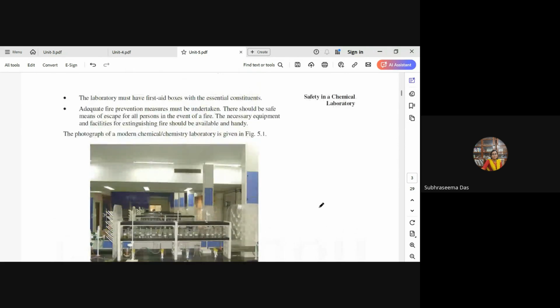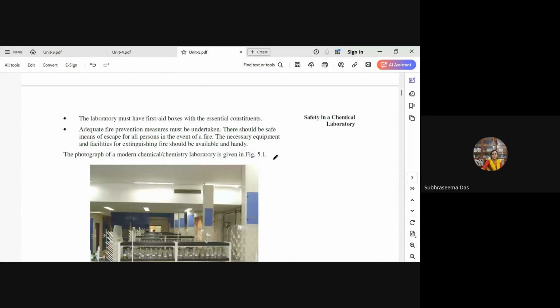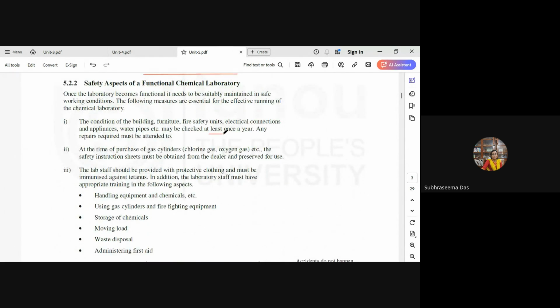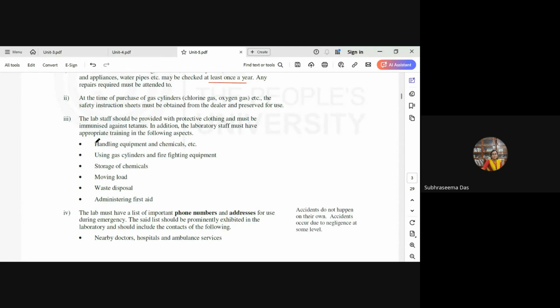These are some of the requirements for the design of a chemical laboratory. Then coming to the safety aspects when a chemical laboratory is functioning, for its efficient running, the condition of the building and furniture must be checked. At the time of purchase of gas cylinders, the instructions, the manufacturing dates and the expiry dates must be clearly looked into. The lab staff must be well equipped and must have protective clothing against hazardous chemicals. In addition, the laboratory staff must have appropriate training in handling of chemicals, using gas cylinders, storage of chemicals, and waste disposal. Also critical, the laboratory staff must be well equipped in administering first aid in case of any accident.